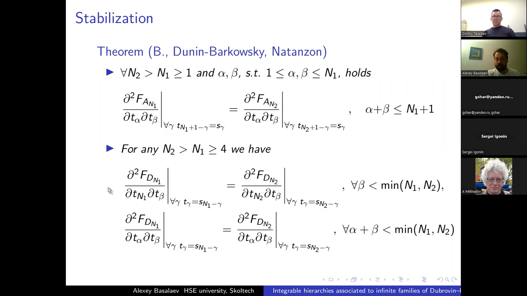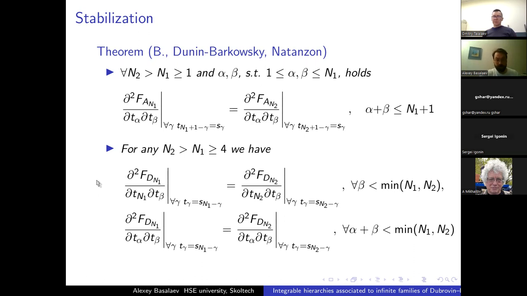It says that as your n2 grows, for example, take some alpha and beta that are smaller than n1 plus 1, then if you take some n2 really big, then on the right hand side in this second order derivative, you don't get any new information. All the information of this second order derivative was already there for the smaller one, n1.